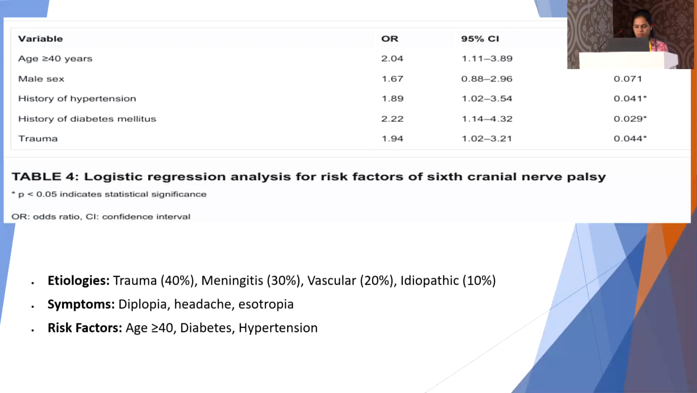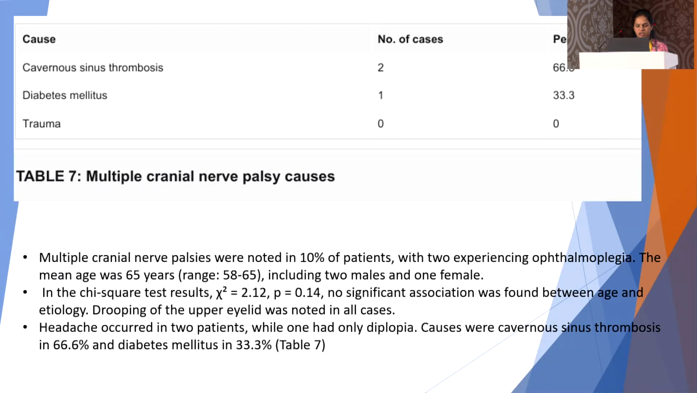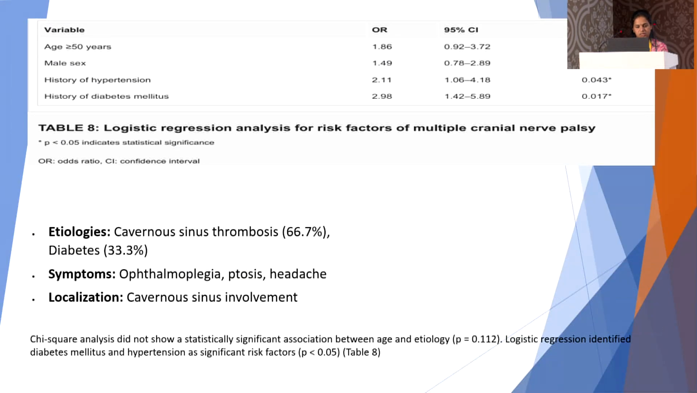etiology was trauma, meningitis, vascular in 3rd nerve cases, and multiple cases we have observed in 10% of patients, and headache occurred in 2 patients. The etiologies were cavernous sinus thrombosis, ophthalmoplegia, and cavernous sinus involvement.